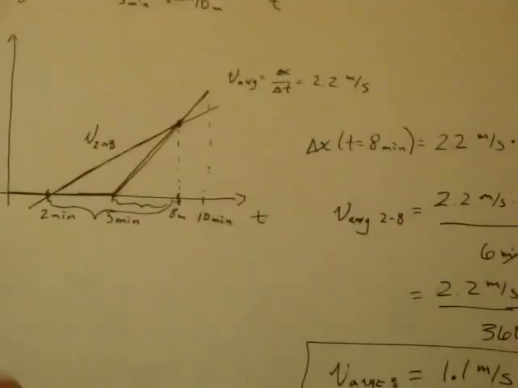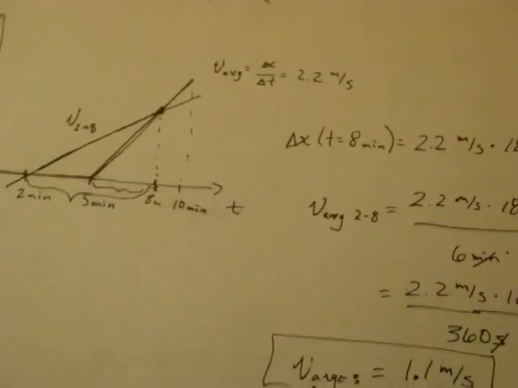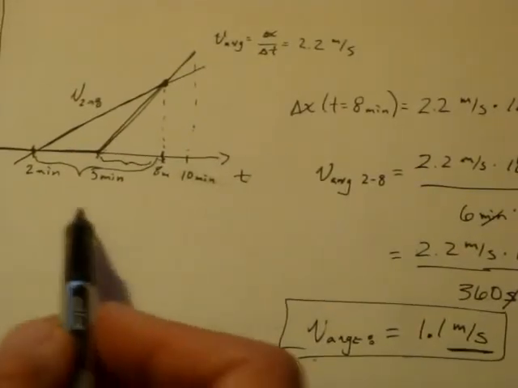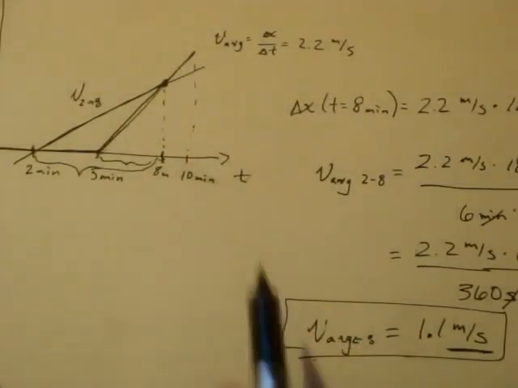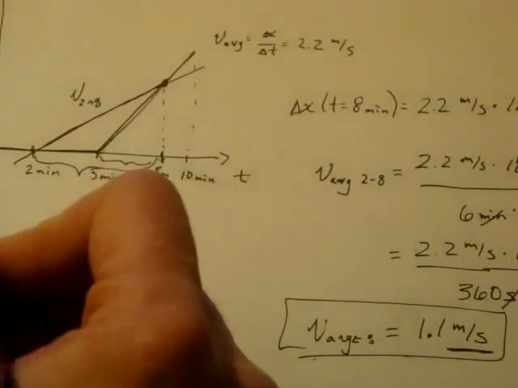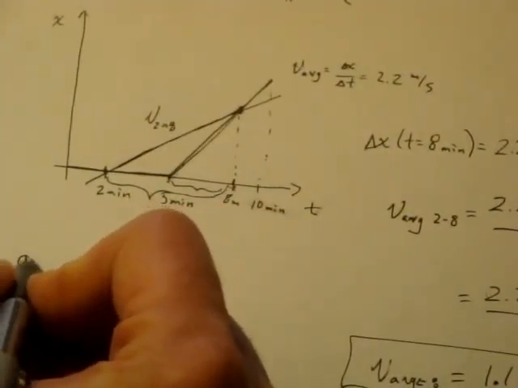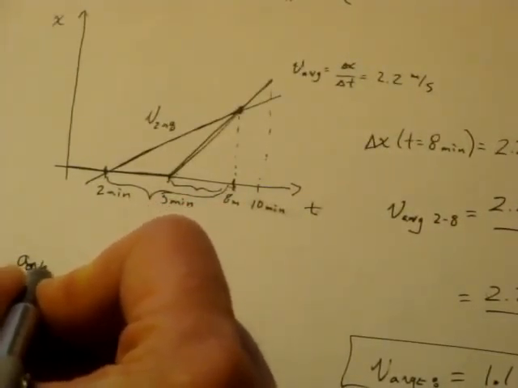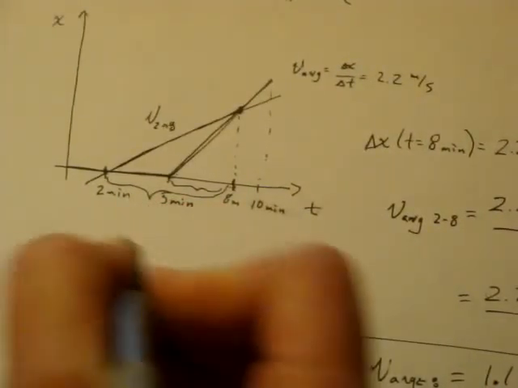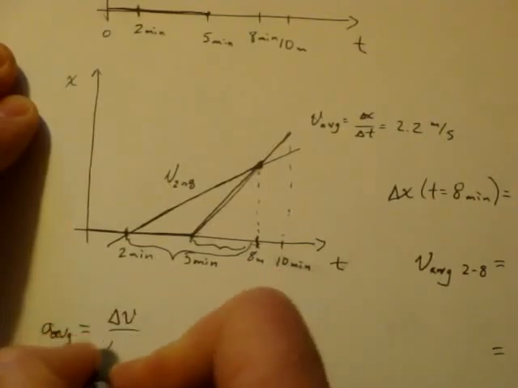All right, so we just finished up talking about how to calculate the average velocity between times 2 minutes and 8 minutes. And now we're going to figure out what the average acceleration is, because that's part B of the problem. So the average acceleration is the change in the velocity over time, right? The change in velocity with respect to time.